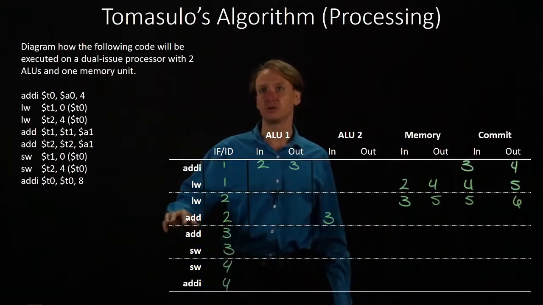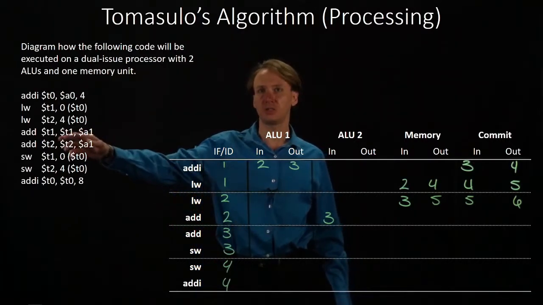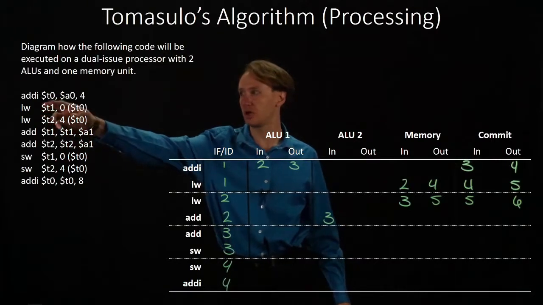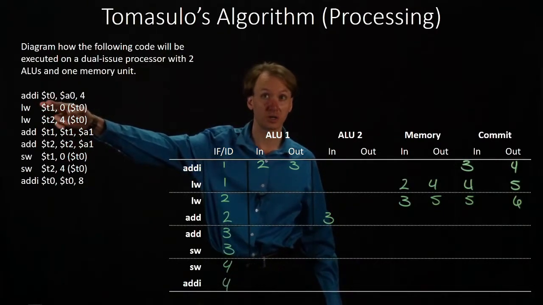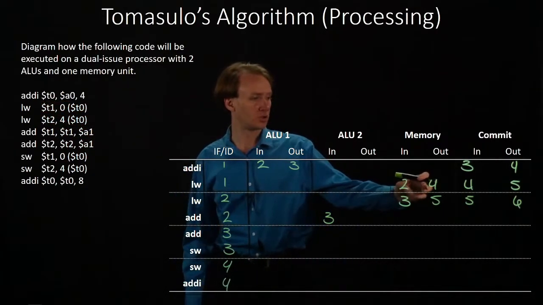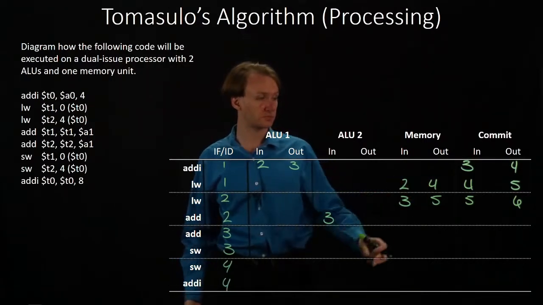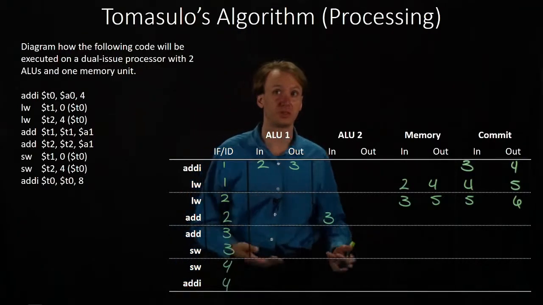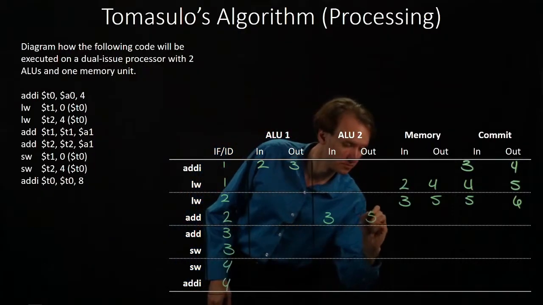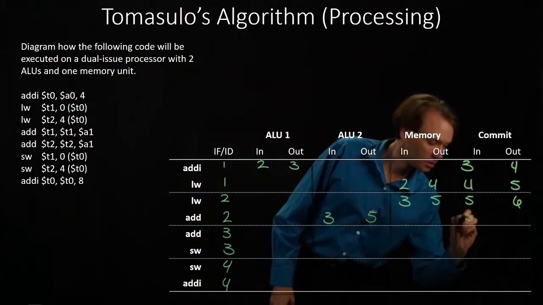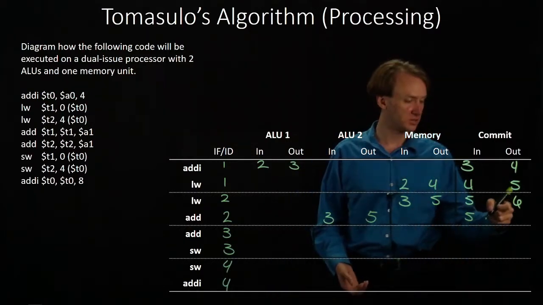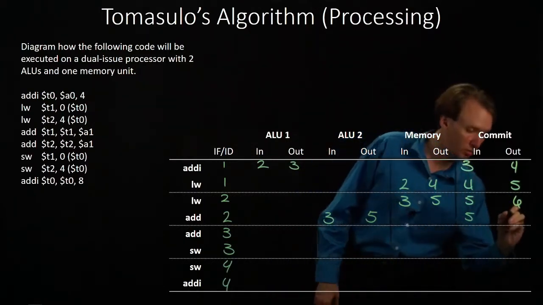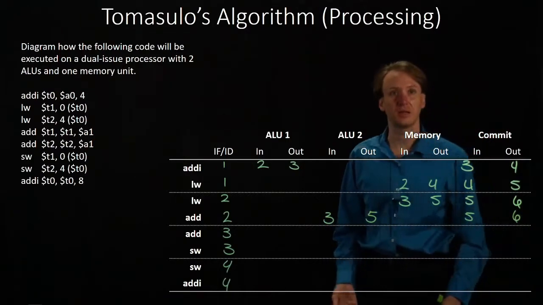Our add instruction is dependent on A1 and T1. T1 was calculated up here in the load word instruction, so that's available in cycle 4. That means that we'll have to wait around until cycle 5 to actually run this instruction. Since there's still a slot in cycle 6 to commit a second instruction, we'll be able to commit this instruction immediately.